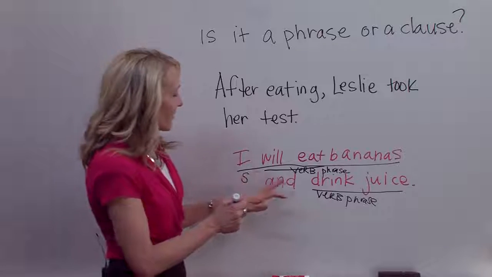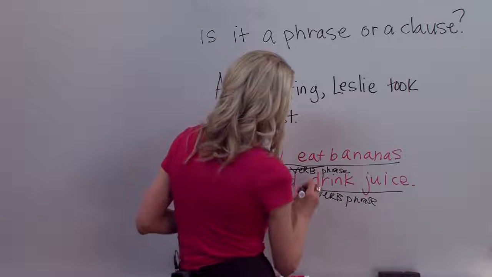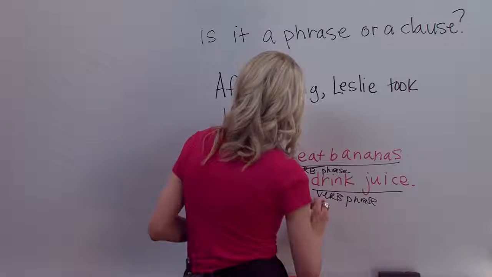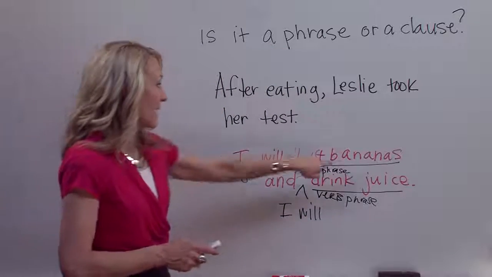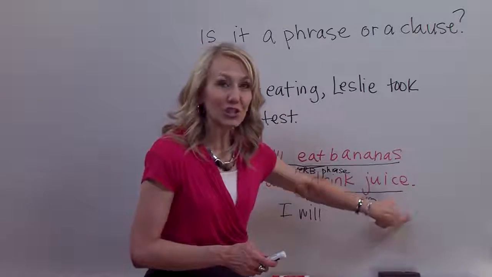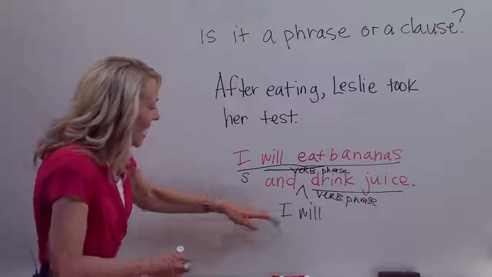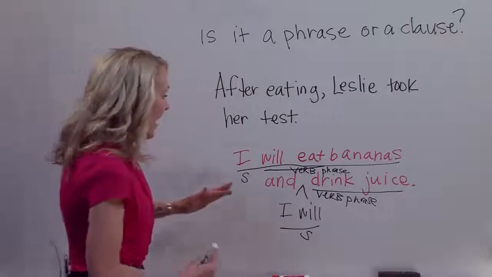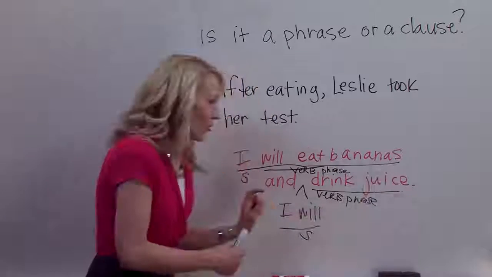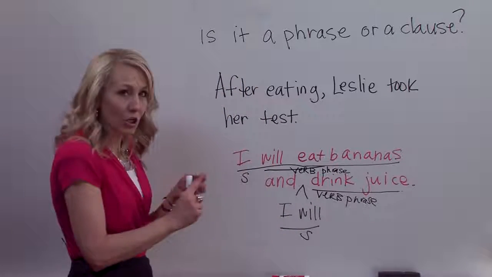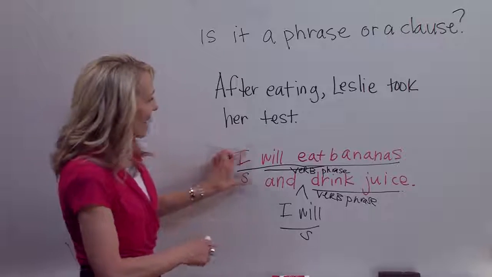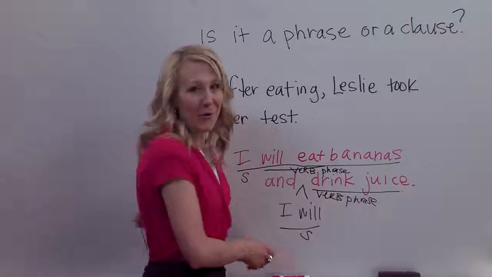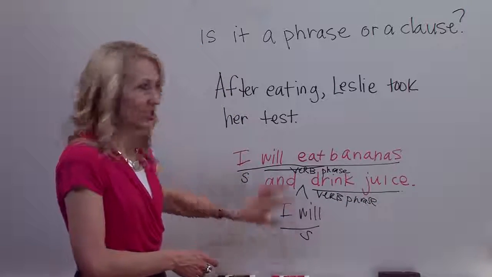However, if I put in I will eat bananas and I will drink juice, now I've introduced another subject to go with this verb, I will drink juice, and I have a clause. So fanboy words can connect words, phrases, or clauses. So in this case, I have I will eat bananas, subject and a verb, and I will drink juice, subject and a verb. Two clauses.